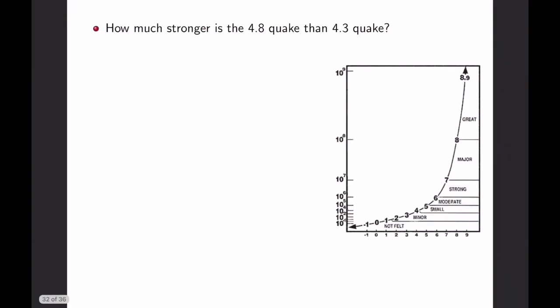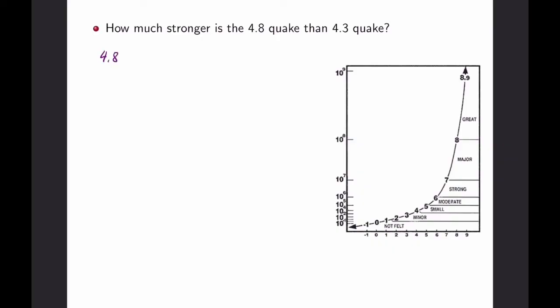How about comparing two values? So I have: how much stronger is the 4.8 earthquake than the 4.3 earthquake? So let's go back through the Richter scale and actually compute the corresponding intensities.